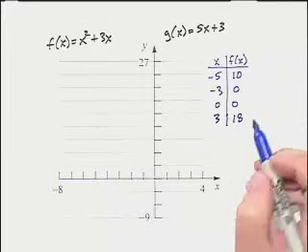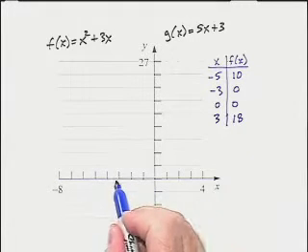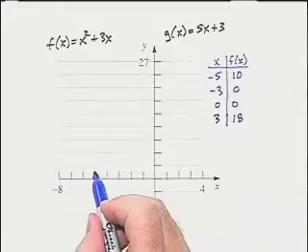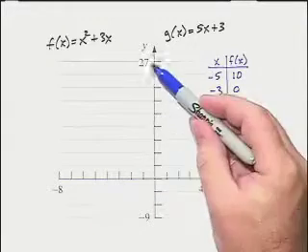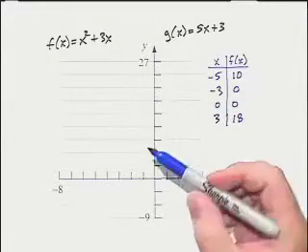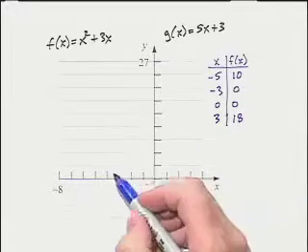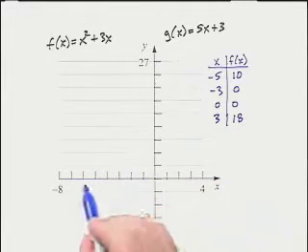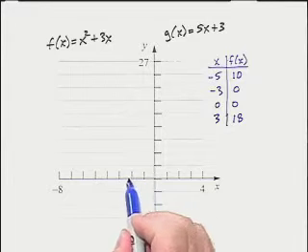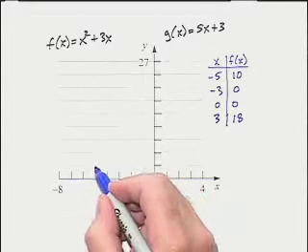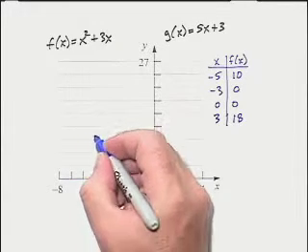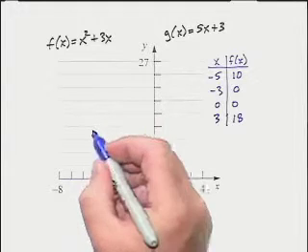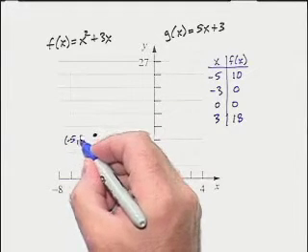We can go ahead and plot these points. At negative 5, we look at our scale. The scale on the y-axis is by 3s, so we need to be careful when we go up to 10. And our scale along the x-axis is just 1. So we go 1, 2, 3, 4, 5. That's negative 5. We go 3, 6, 9. So this would be our point, negative 5, 10.